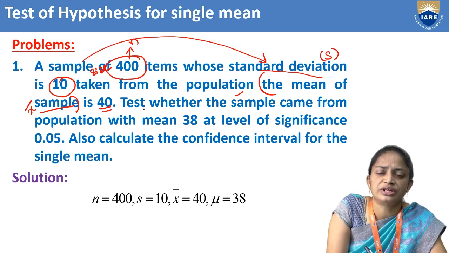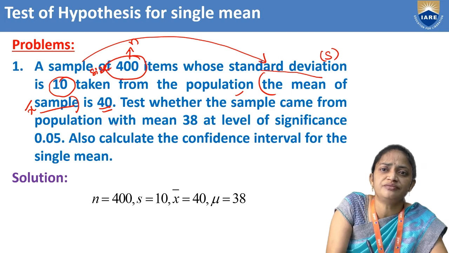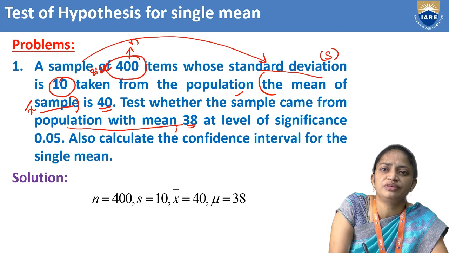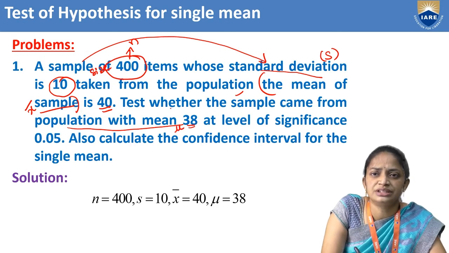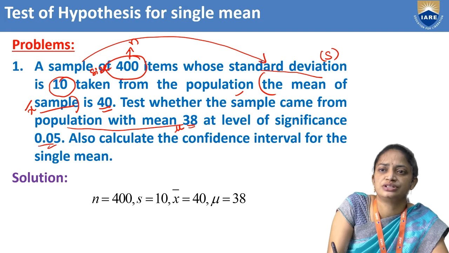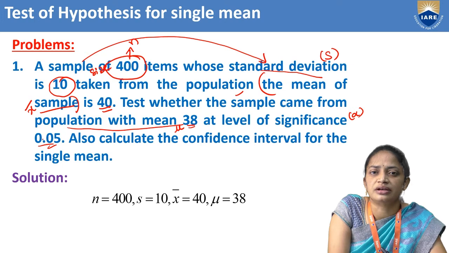What is our question here? Test whether the sample came from the population with mean 38. We know that the population mean is denoted with mu, so mu equals 38, at level of significance, which is denoted with alpha. Here the alpha value is 0.05.